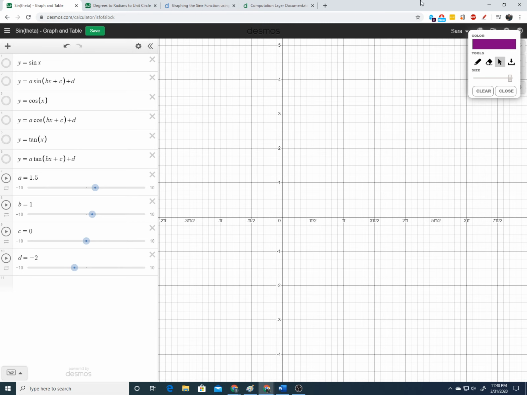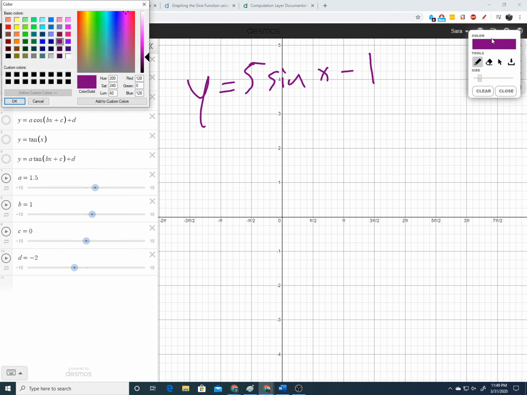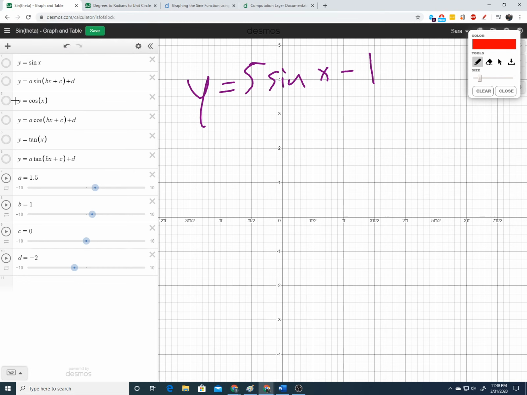Let's do both a stretch and a shift in the sine function. Let's do something like y equals 5 sine x minus 1. Okay, and that's in purple. Let's pick another color, and let's go back to my original function. Y equals sine.